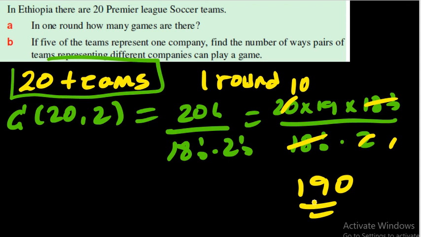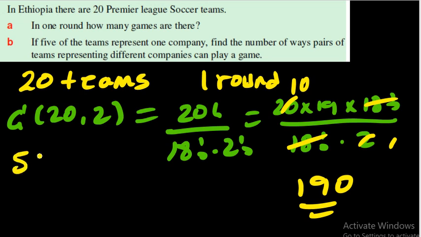So this is going to be easily calculated by combination, because we are combining two teams. In how many ways can we select two teams? That's the idea: in one game, how many teams are playing? Two teams. So in how many ways can we select two teams out of 20 teams totally. B, if 5 of the teams represent one company, find the number of pairs of teams representing different companies that can play. That means 5 teams. Remember here, let's use somehow a different color, better. This is the answer for A.